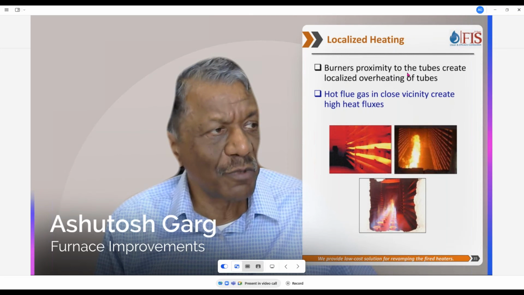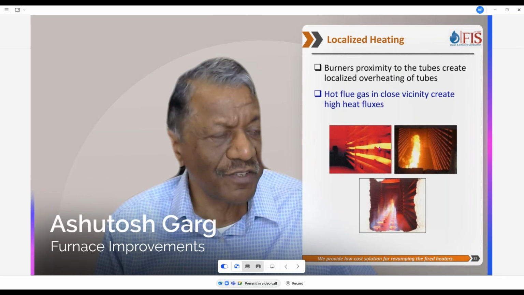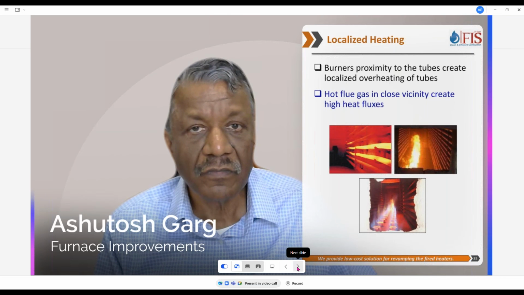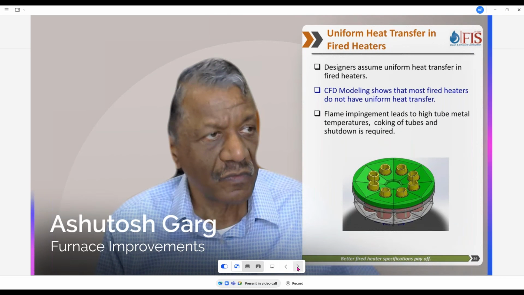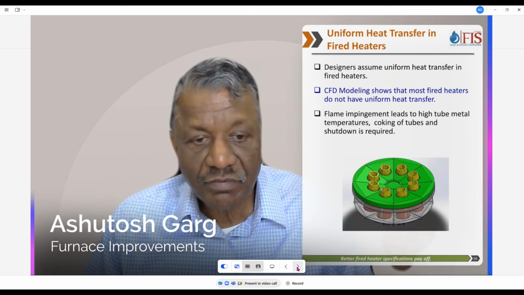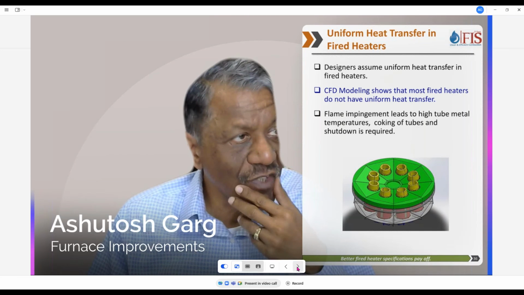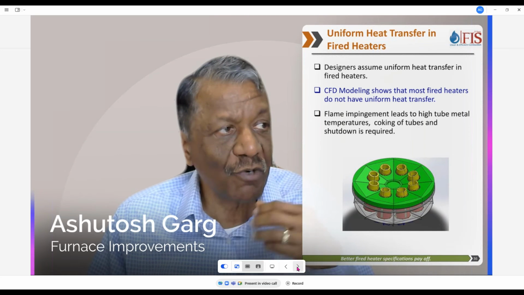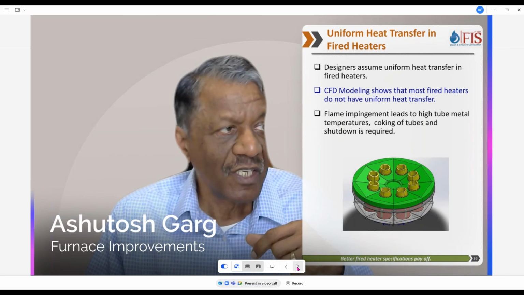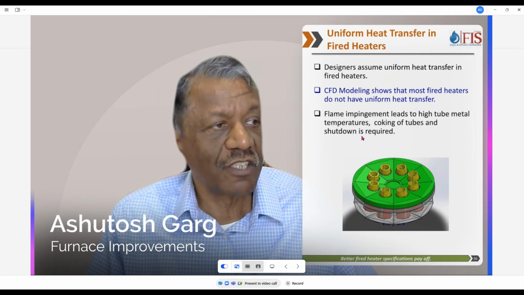So these are some localized overheating examples. Whenever you have hot flue gas close to the tubes, it will create hot spots. Kind of closing now, basically designers assume uniform heat transfer in fired heaters. CFD modeling shows the other way, that the heaters do not have uniform heat transfer, and flame impingement can lead to high tube metal temperatures, coking of tubes, and shutdown.